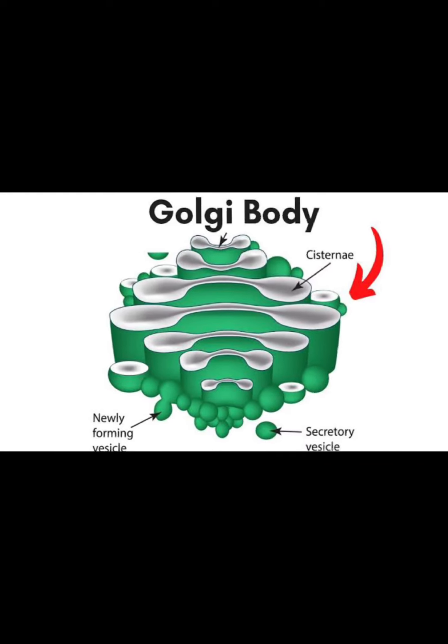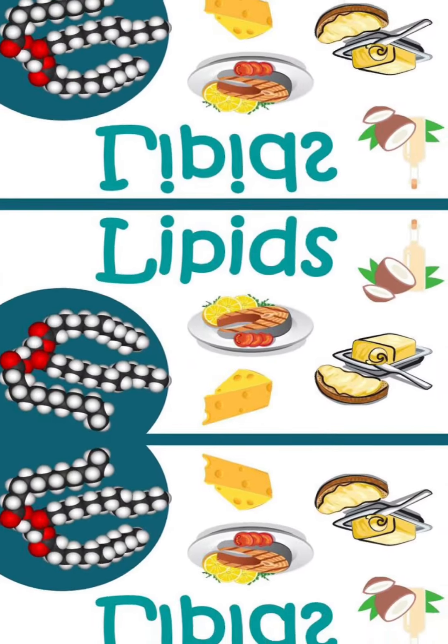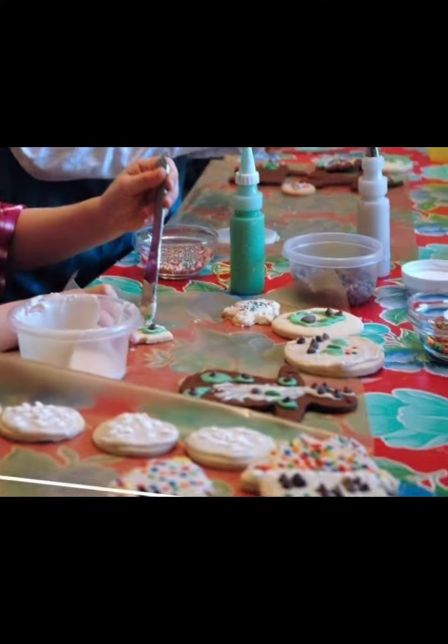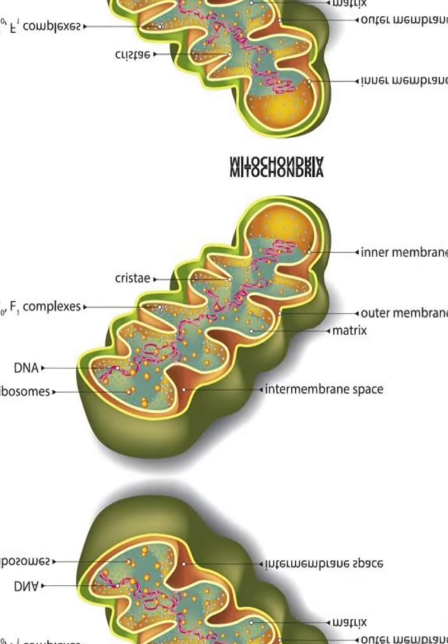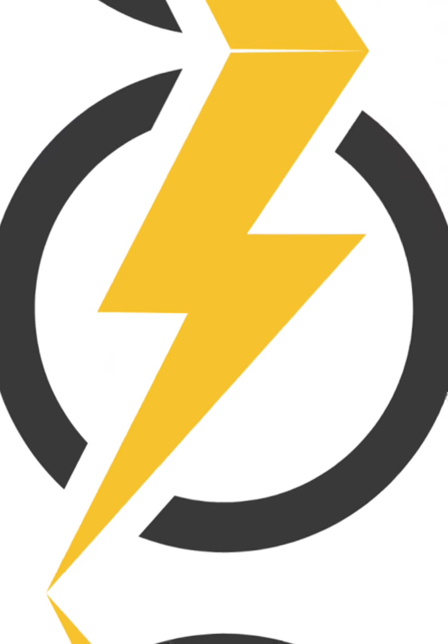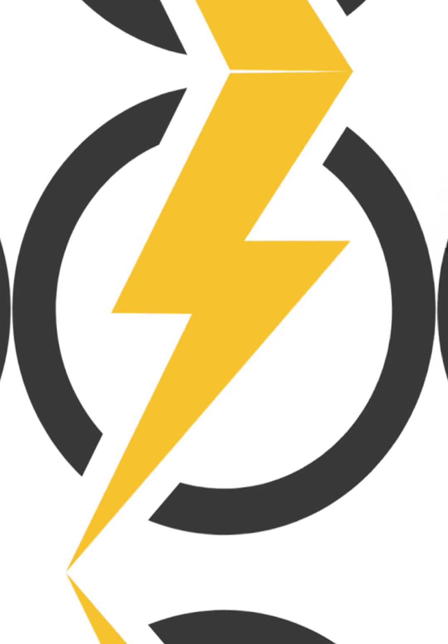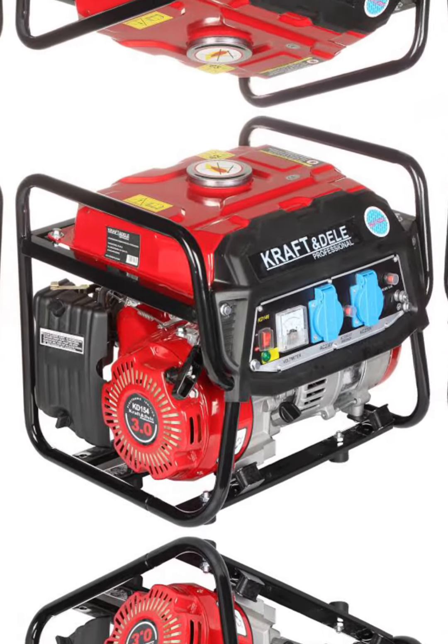First, Golgi body. The Golgi body packs proteins and lipids and takes them out of the cell. It's like a decorating station. Second one, mitochondria. It's like a powerhouse. If the mitochondria disappear, then the cell won't get any energy. It can be like a generator.